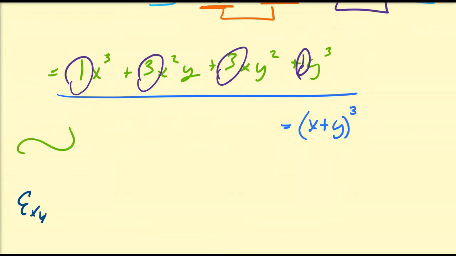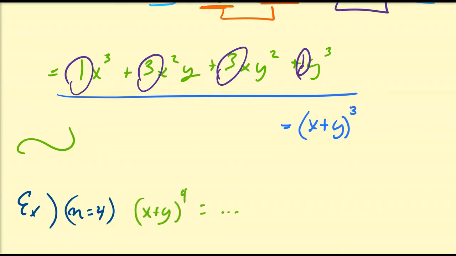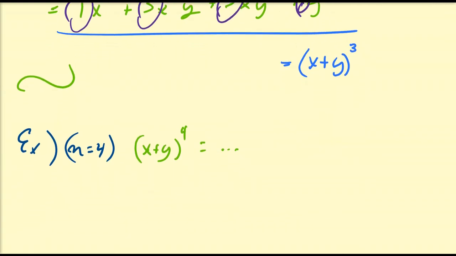So I leave this as an exercise for the next one. I don't know if this is example 4 or not, but anyway. What about n is equal to 4? So what do you think (x + y)^4 is going to expand into?